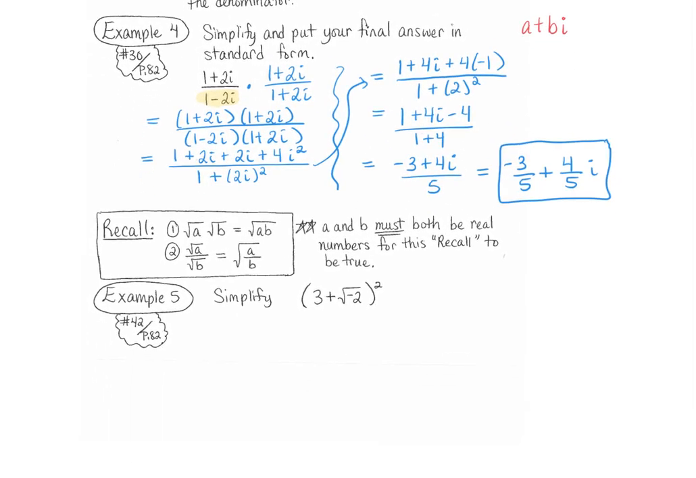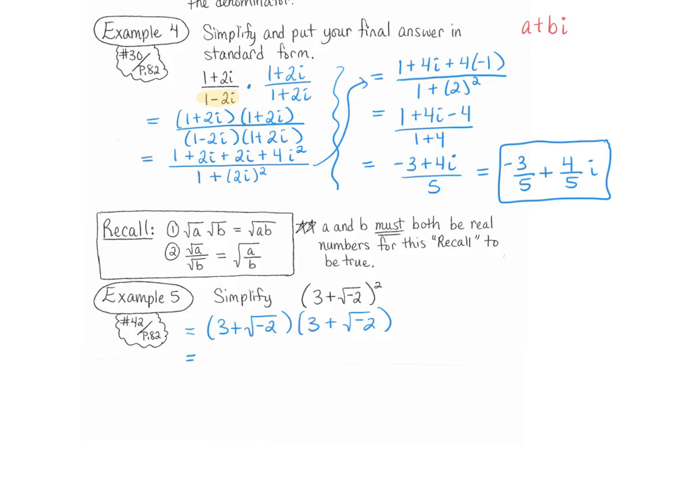Now, recall: 1, the square root of a times the square root of b is equal to the square root of a times b. And 2, the square root of a over the square root of b is equal to the square root of a over b. In order for this to be true, a and b must both be real numbers. So as an example, our final example here, simplify 3 plus the square root of negative 2, quantity squared. Because we're squaring that quantity, we have to multiply the quantity times itself. And then we use our FOIL method.